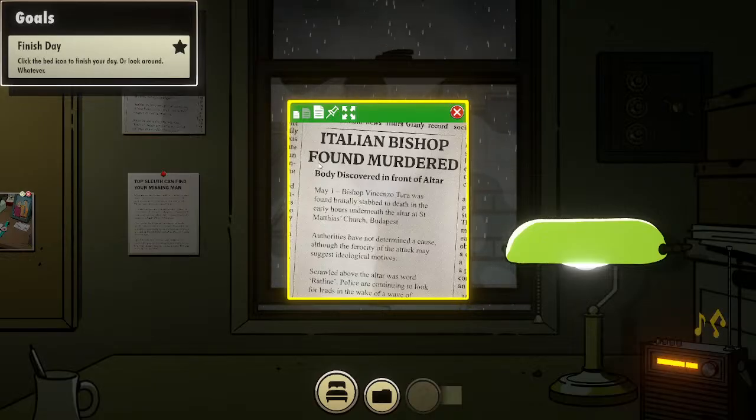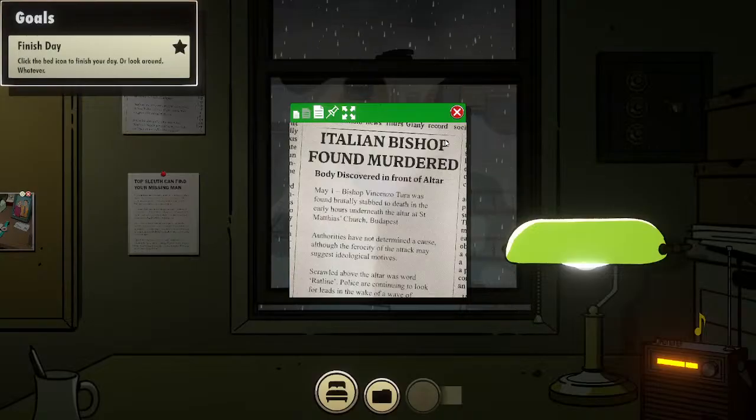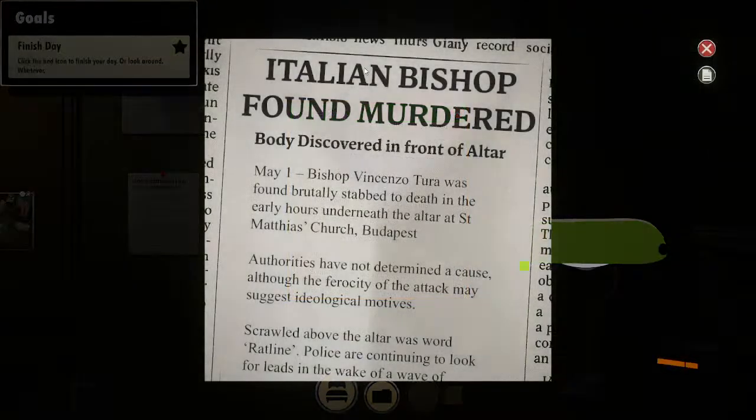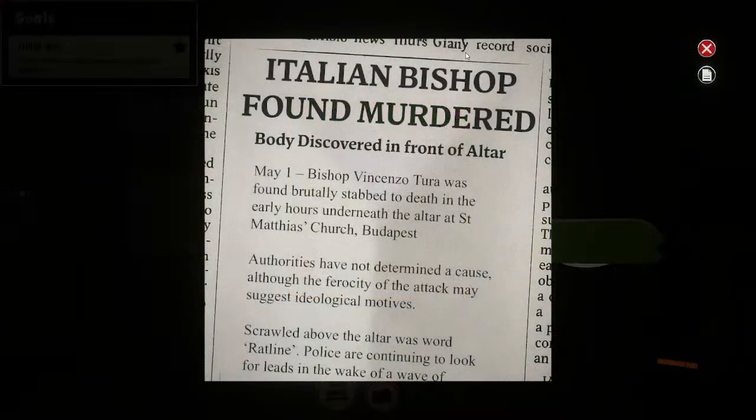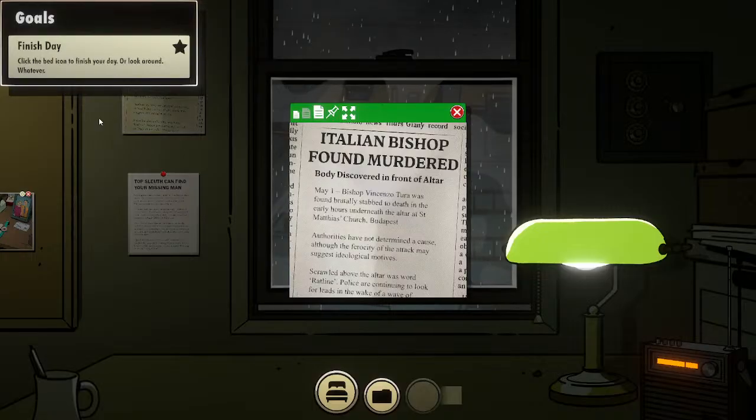Police are continuing to look for leads in the wake of a wave of... Am I going to be able to see? There must be. Definitely can't make it. Wait. There's something at the top, though. Hold on. News, Gianli record. I mean, those could be random words. I've got a safe, but I'm not allowed to open it.